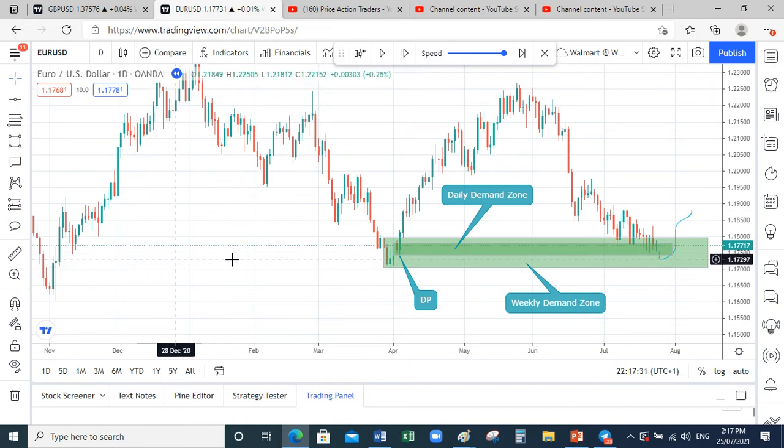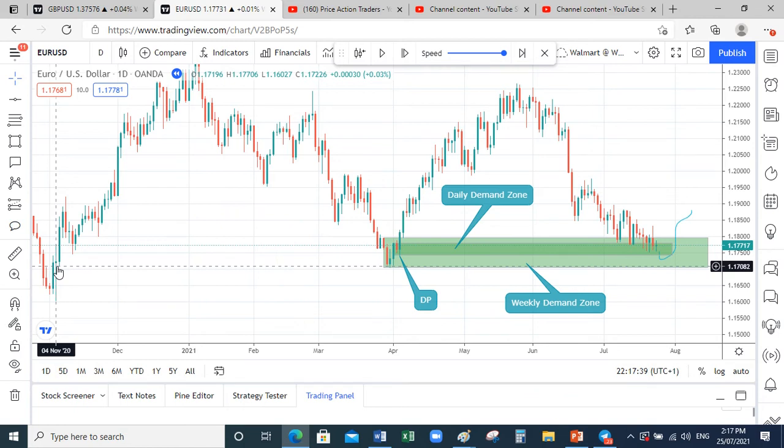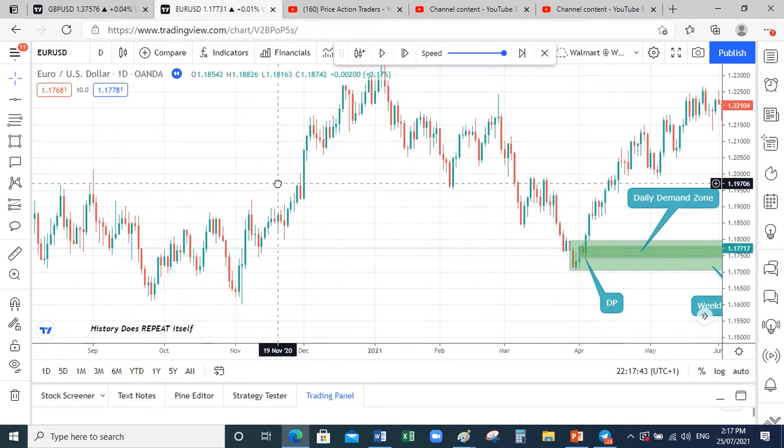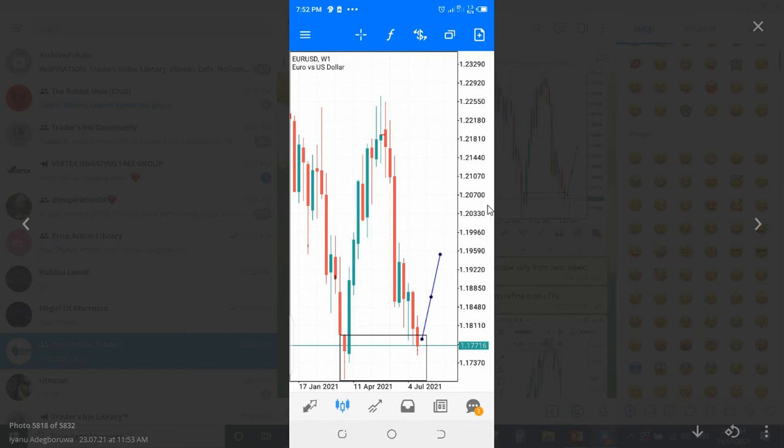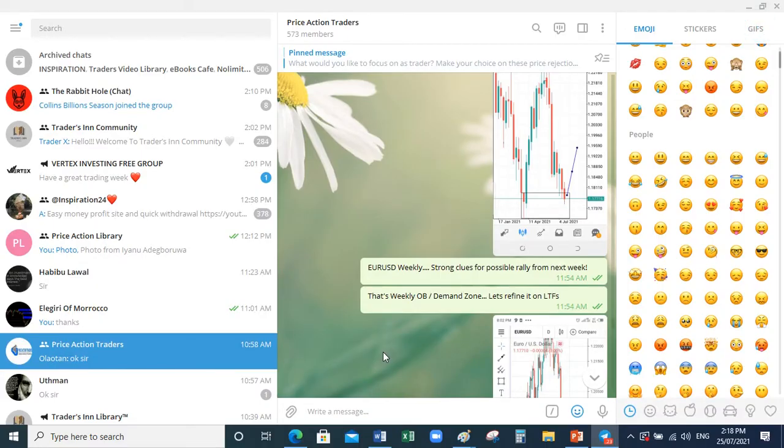Now if we check back here, you see this place was not clearly shown in the weekly chart. But see it here. That's why you need to refine down to a lower time frame to see this. When you see where the price bounces off, you see it there. So this is what we got in the weekly chart, right?